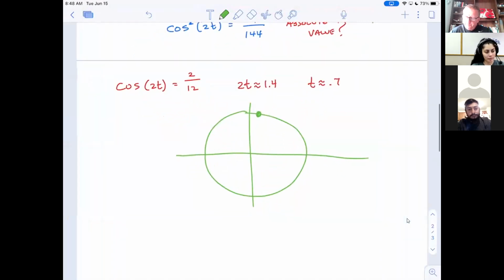Okay. So 1.4 on the unit circle would be right here, since this is 1.57. And since we're talking about cosine, the cosine of an angle, cosine is the next coordinate, then the other one would be right down there at what we would call, I guess, negative 1.4. So if I add 2 pi to that, then I could rewrite it as 4.88.